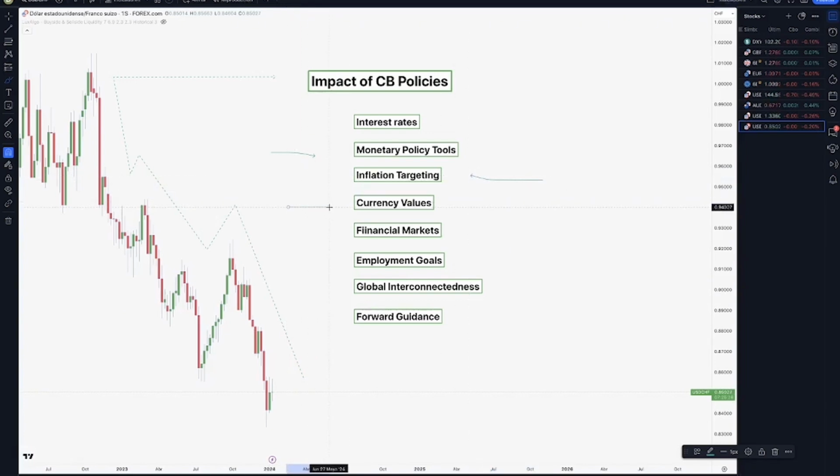Then we have the currency values. Central bank actions influence currency values. For instance, lowering interest rates may lead to a weaker currency, boosting exports but potentially causing inflation. That's why news from the central bank, or the Federal Reserve in the United States, moves the price so drastically and dramatically when they change the interest rates or have news about the economy. So currency values move very volatilely.